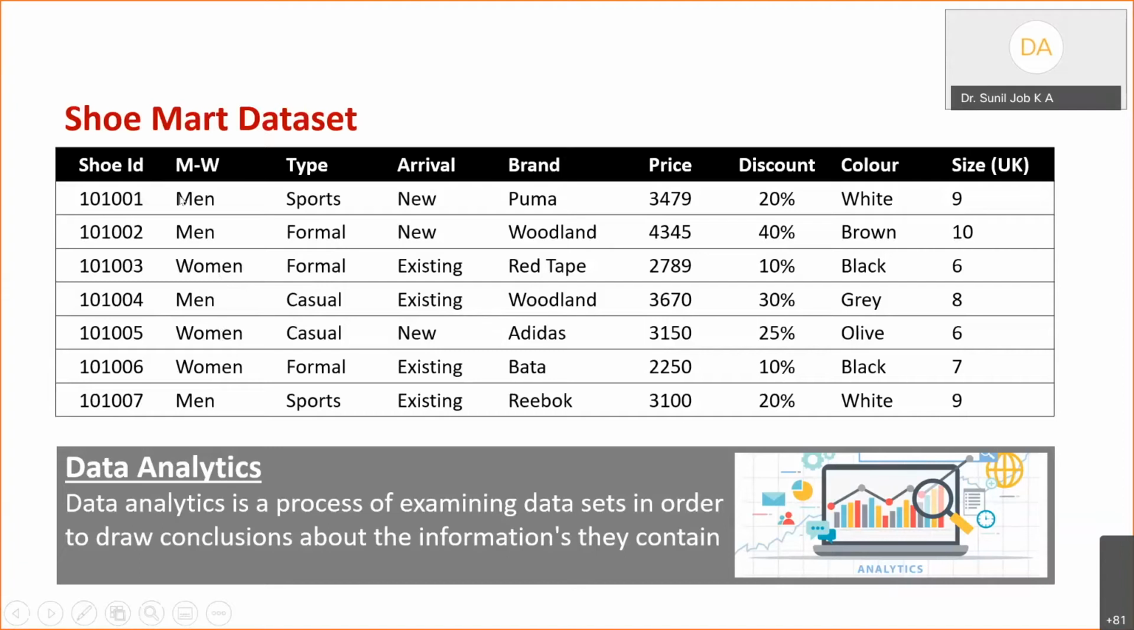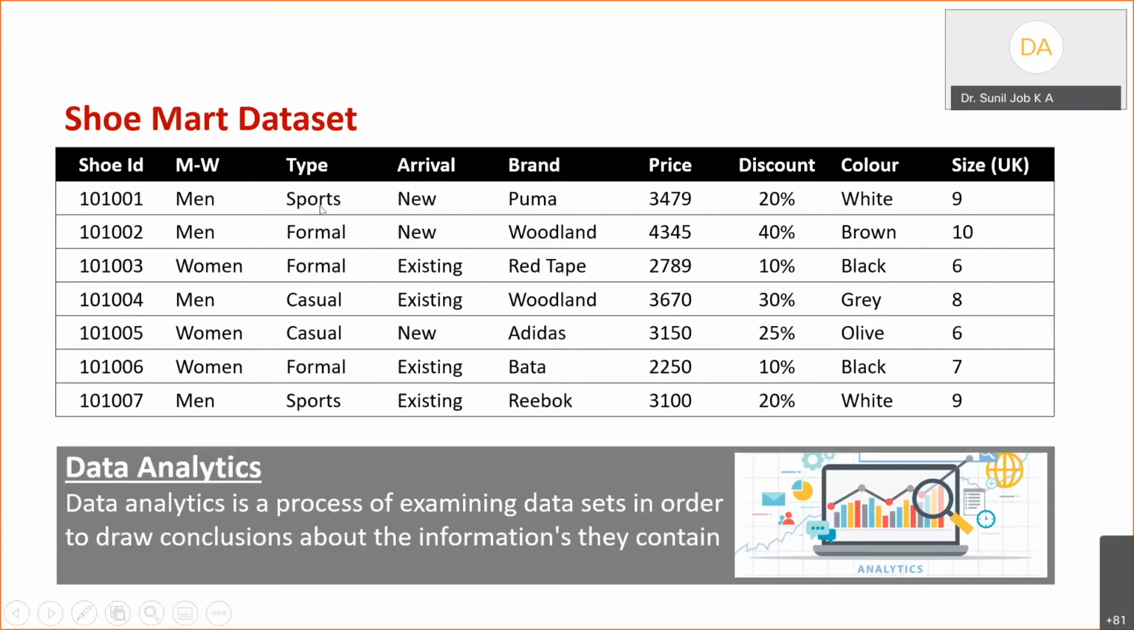So this shoe is a men's shoe. The second shoe is also a men's shoe. The third shoe is a women's footwear. The fourth one is a men's footwear. The fifth one is a women's footwear. The sixth one is a women's footwear. And there may be some shoes or chappals which could be used by both men and women, so we can put it as both. That is one variable regarding the shoes. The other is whether it is a sports shoe, a formal footwear, or a casual footwear.